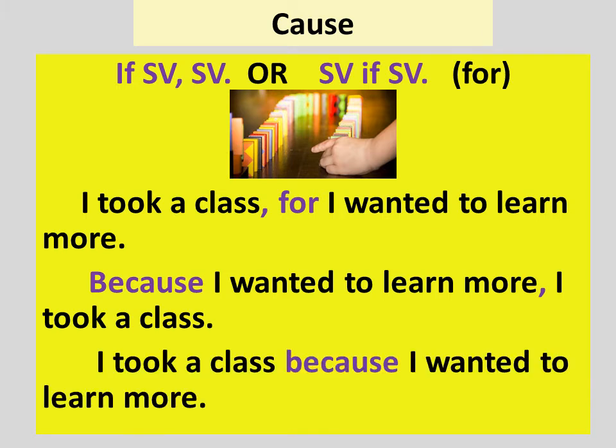Or I can flip it around. I took a class because I wanted to learn more. And all three of those sentences mean the same thing. Notice that in the top sentence with for, there is a comma before for, and in the bottom sentence before because, there is no comma. Why? Just silly rules of American English grammar.